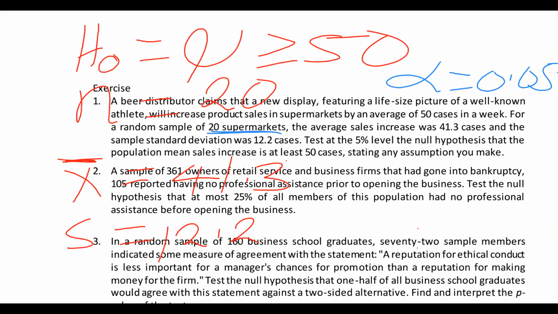Let's calculate the first one. Our T will be x bar minus mu over the standard deviation divided by the square root of n, isn't it? Yes. So what is our x bar? Our x bar is 41.3. Then what is our mu? Our mu is 50. Our standard deviation is 12.2. Then the sample size is 20.